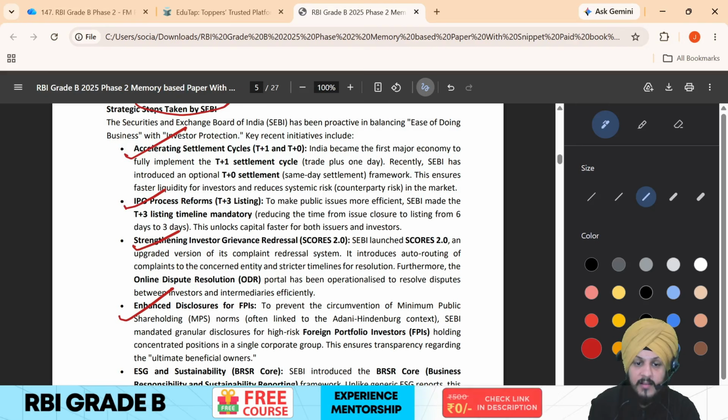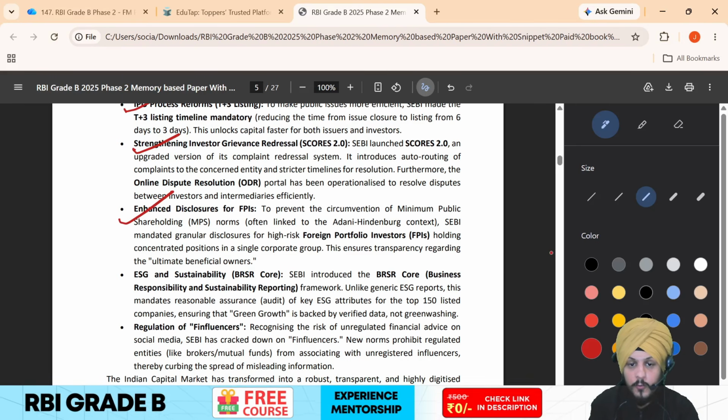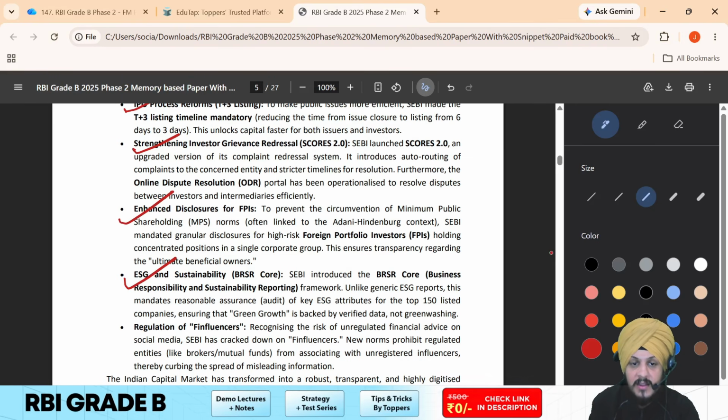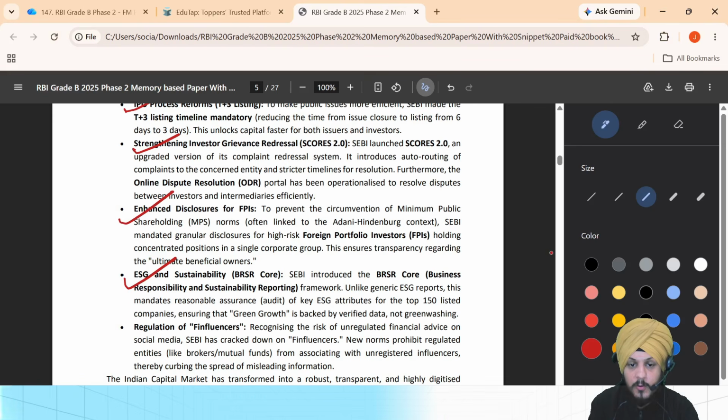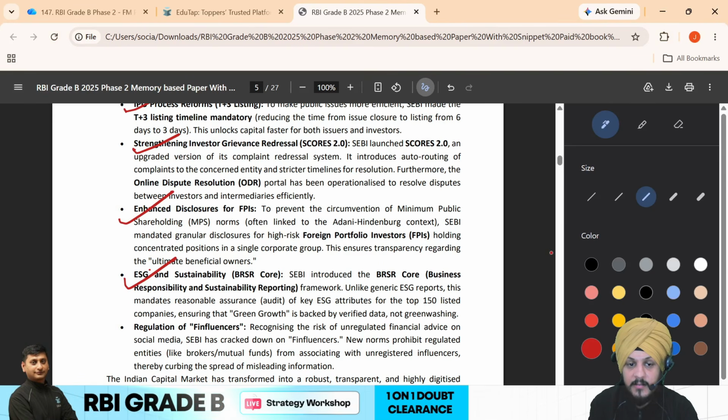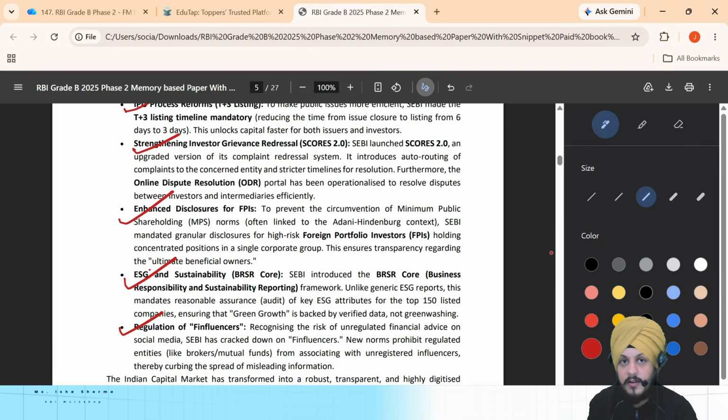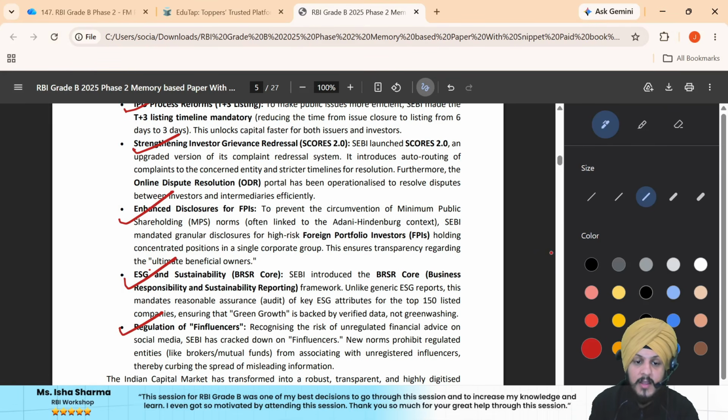Then it has also enhanced disclosure of foreign portfolio investors, then ESG, and BRSR score, right? Because of which the accountability gets improved. Then regulation of finfluencers, right? So that there is no unregulated financial advice in the market. So that is again an initiative. So many initiatives are there.